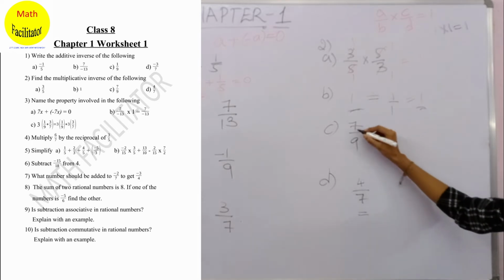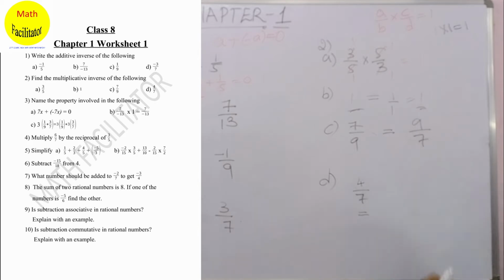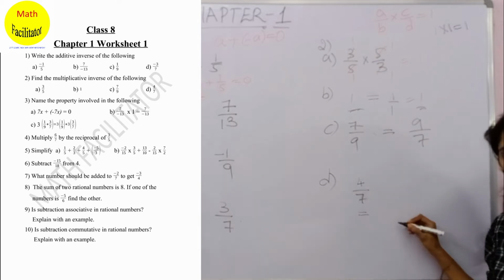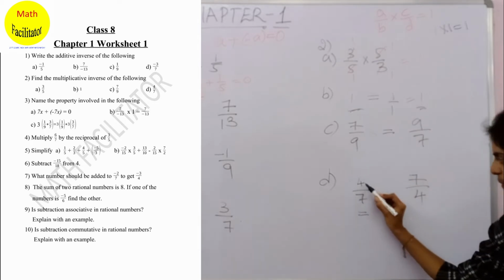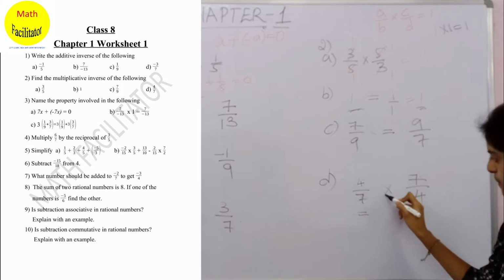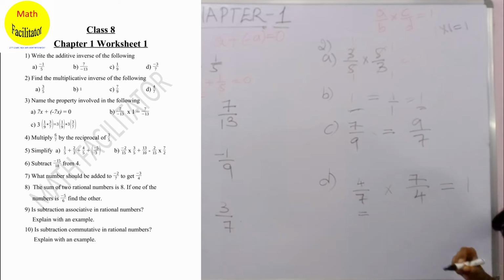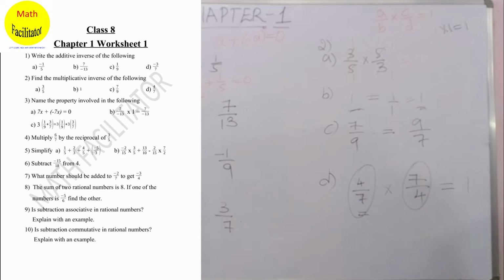The multiplicative inverse of 7 by 9 is what? Nothing but the reciprocal, 9 by 7. Just the reverse of it. And here the multiplicative inverse of 4 by 7 is what? It is 7 by 4. Numerator becomes denominator, denominator becomes numerator, so that when you multiply, the answer you get is 1. Then you can call that this number is a multiplicative inverse of the other number.